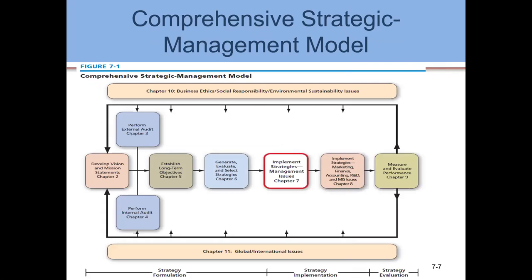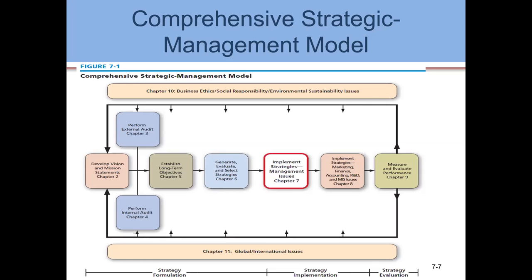Looking at the comprehensive strategic management model, in this session, we'll be covering the scope of strategy implementation. Strategy implementation would be concerned with implementing strategies related to management issues, which is the major concern in chapter 7, and then marketing, finance, and accounting issues, which are major concerns in chapter number 8. So these two chapters are going to cover the scope of strategy implementation.